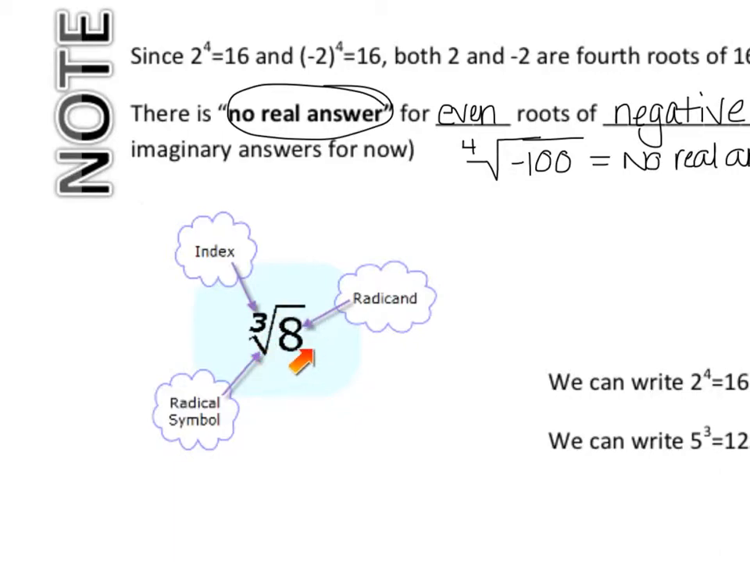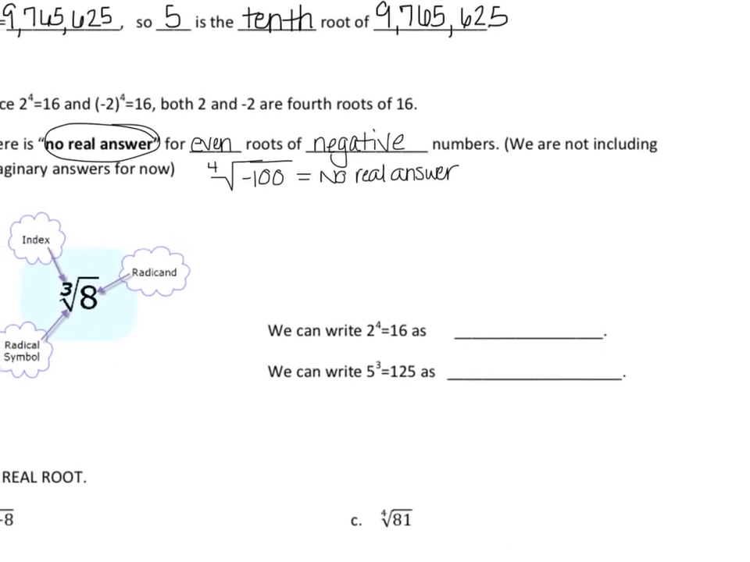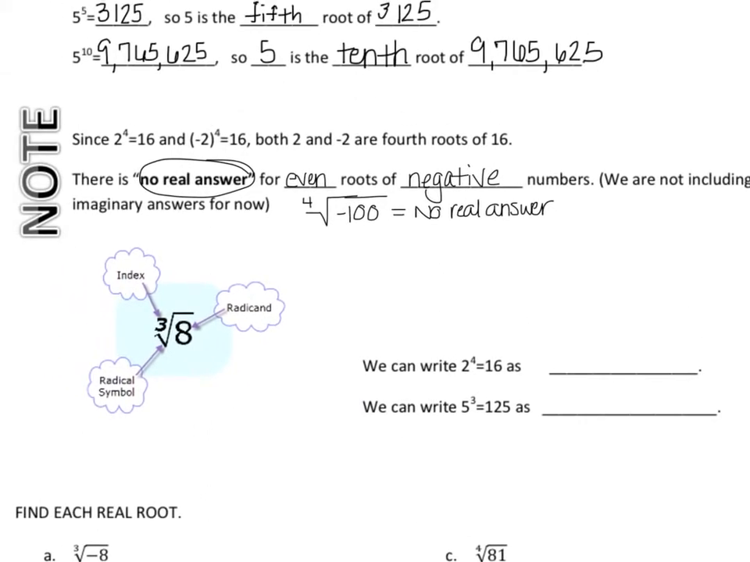Radicand. All right, so if we were going to write 2 to the 4th equals 16 as a radical, what would be our index? The 4th. All right, the exponent becomes the index. What would be the radicand? 16, and that equals 2. So you can go from exponent form to radical form, back and forth.